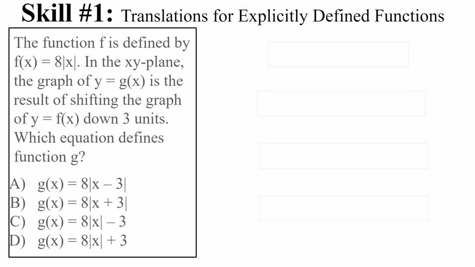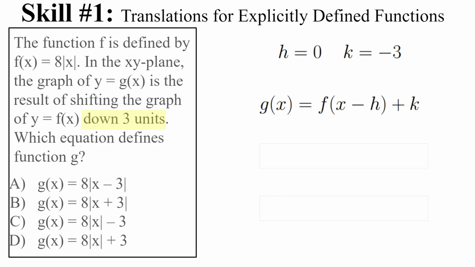So this guy, it says the function f is defined by f of x equals 8 absolute value of x. The graph of y equals g of x is the result of shifting the graph of y equals f of x down 3 units. Okay, so that's important. We should underline that. Down 3 units. And they don't mention any horizontal shift. So h is just 0. So we don't have to worry about h. And k is down, is negative, so negative 3. So just write that down before you do anything, because if you don't have that written down and you just start looking at the answer choices or rushing into the problem, we're going to make a mistake. So make sure you write that down before you do anything.